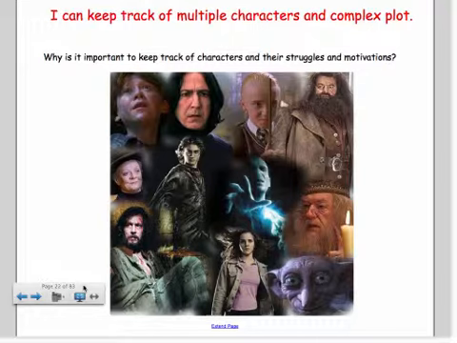Okay? After you've had that conversation, then please go back to your goal sheet and fill in how you feel about your knowledge and understanding of keeping track of multiple characters and a complex plot. Okay? Good luck while you're reading independently today.